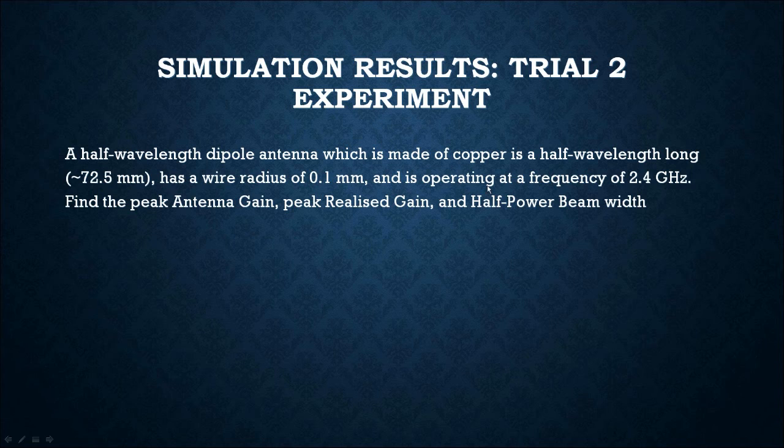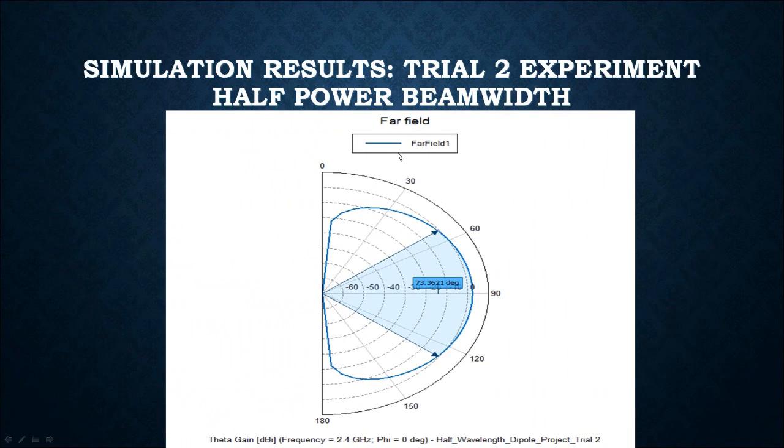Now, this is the second trial experiment. This time, we're going to increase the length to about 72.5 millimeters. Now that you saw the results from the first trial, let's check out what happens when you increase this length. If you look at the half power beam width, initially it was 86.5604, and now I have it at 73.3621 degrees. So it's gotten narrower.